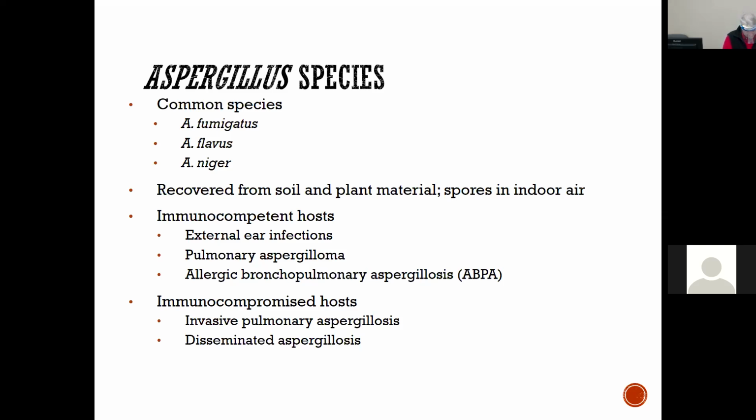Fumigatus is the first one, the most commonly isolated species. That's why it gets the first spot at the top. Flavus and niger are the other frequently recovered species. So that's why we go with those 3.